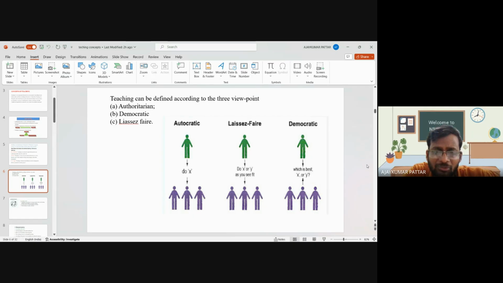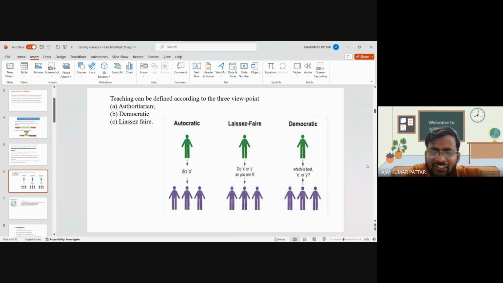Clear? Up till this clear? What are authoritarian, laissez-faire, and democratic types of teaching? Authoritarian means do what I am telling. Do X means do X only, no other things. In laissez-faire, do X or Y as you see fit. Whichever you find easy, you can do. This type of teaching is laissez-faire. Democratic means do which is best. That is the democratic type of teaching.